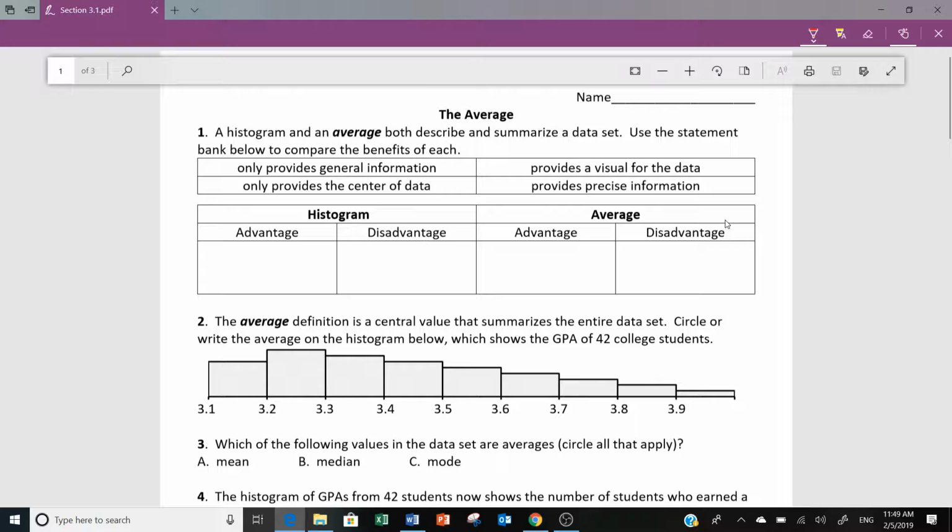Wait, that's right. That actually might be the other one. I think it's the other way. A visual histogram or an average wouldn't provide precise information. Yeah. Okay. Like this one and this, like the center of the data would be only. Okay. But you're probably right.